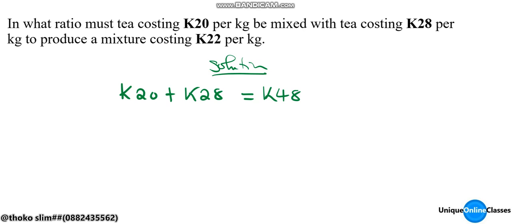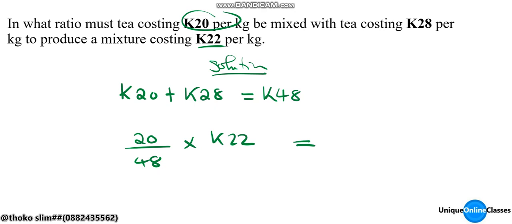So to find the ratio, we need to find the ratio of each tea. For this one it is 20 over the total, which is 48, times the cost of the mixture, which is 22 kwacha. So if you multiply 22 and 20, then divide by 48, the answer is 9.1666, which is equivalent to 17 here. So that's 9 kwacha, 17 tambala.